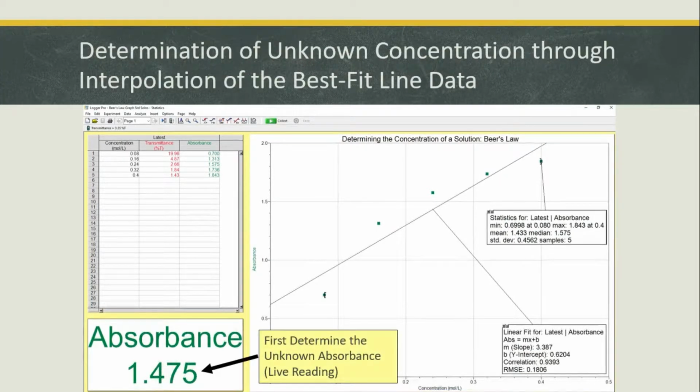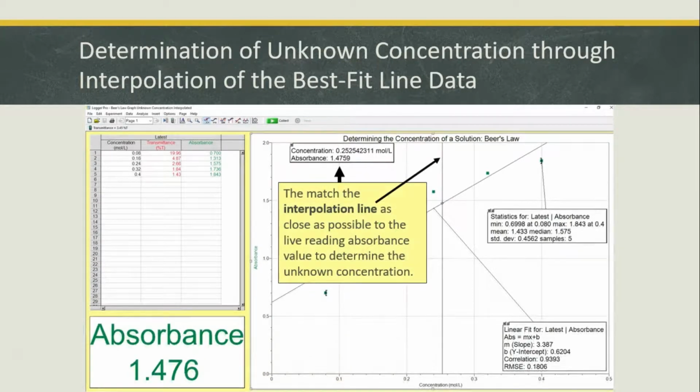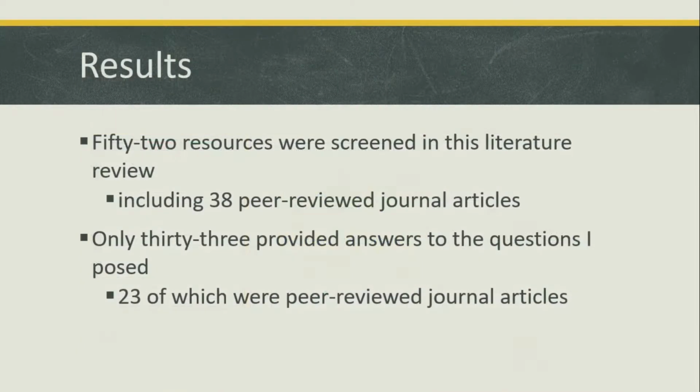And we can also determine unknowns through interpolation. First, you would collect the unknown in a live reading, and then through the use of analyze and interpolation, you can match the interpolation line as close as you can to that live reading of the absorbance to determine the unknown concentration. So it's really nice, and the kids really get a lot out of seeing the relationships live as they're performing the lab, as opposed to later when they're putting it by hand onto paper.